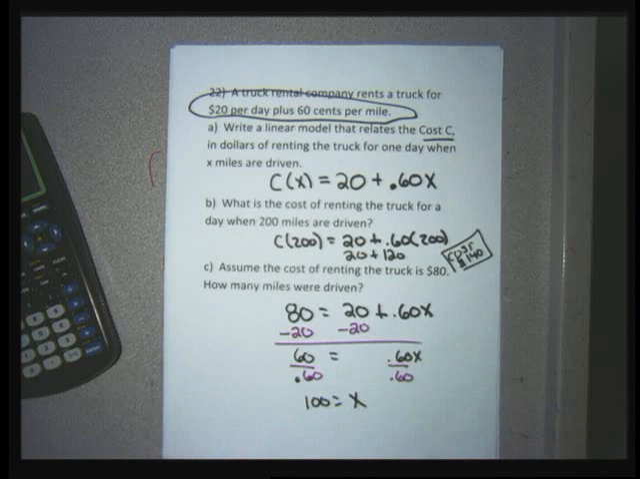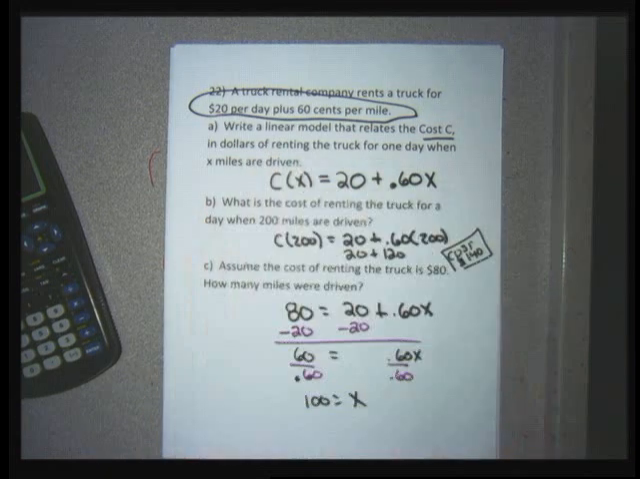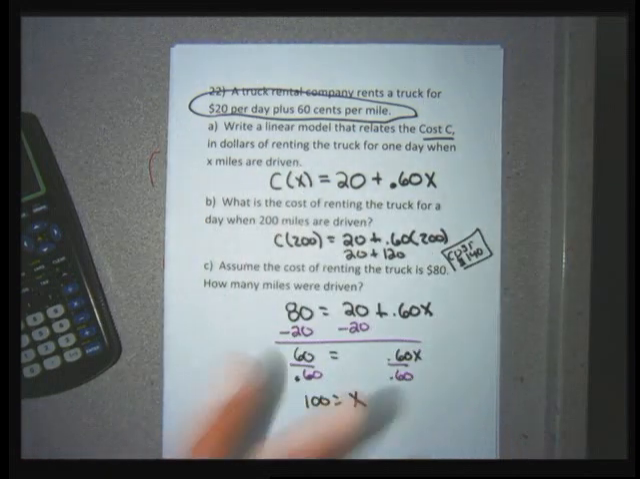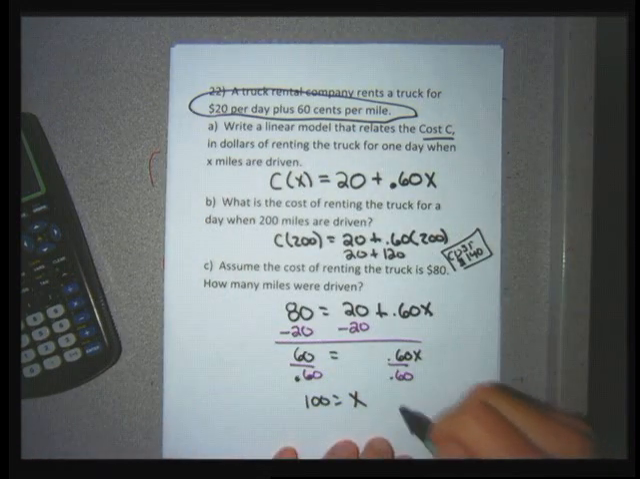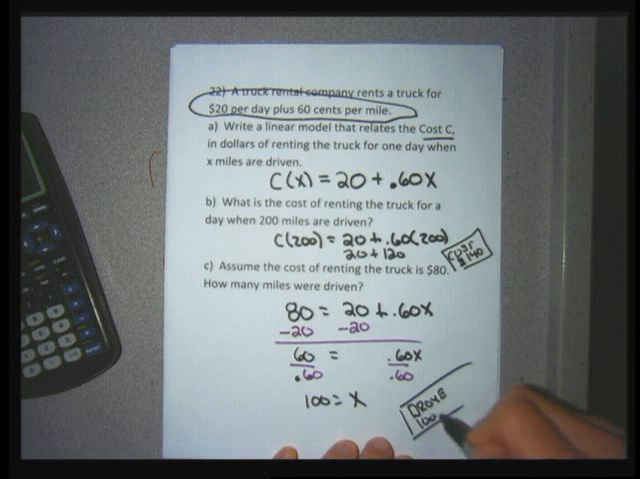So if you drive 100 miles, you're paying 60 cents a mile. 100 times 60 cents is $60 for the mileage, plus $20 for the regular daily rental. That gives you the $80. So the answer to part C is you drove, or 100 miles were driven. Something like that.